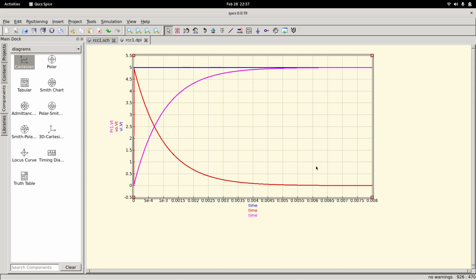Because the circuit obeys Kirchhoff's voltage law, the voltage across the capacitor plus the voltage across the resistance must be equal to 5. So if the voltage across the capacitor increases, the output voltage reduces. That is the observation that we see here.